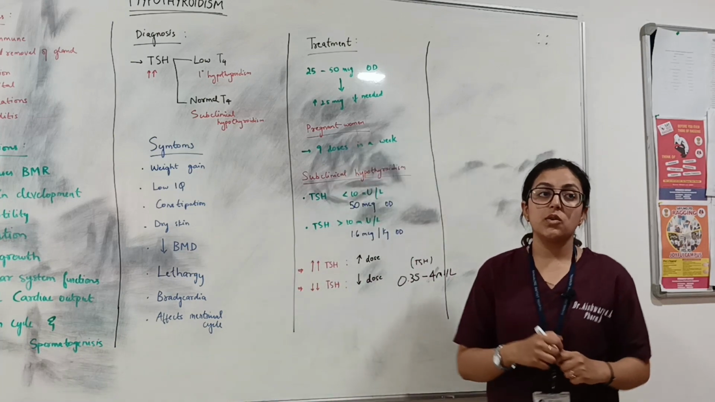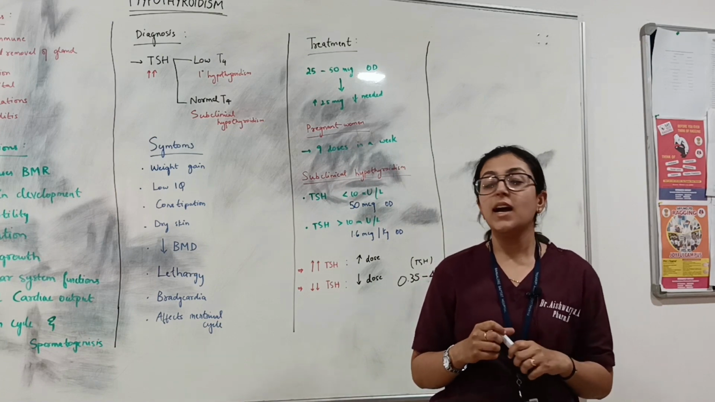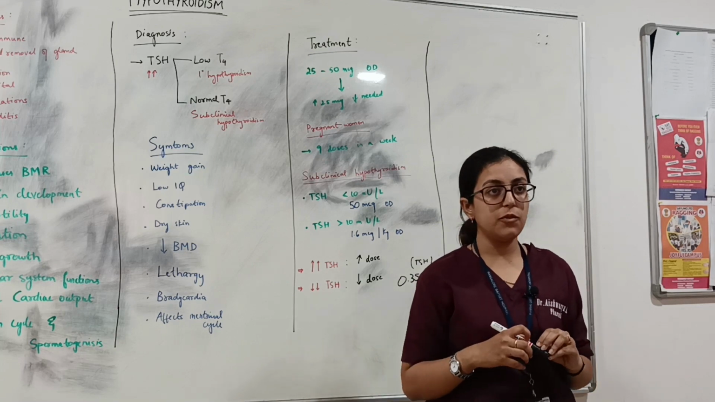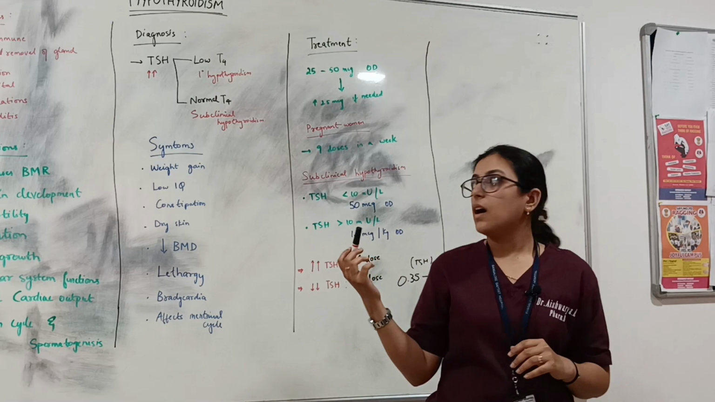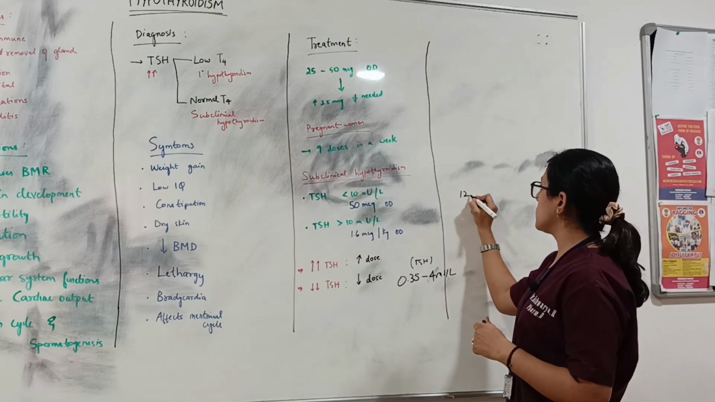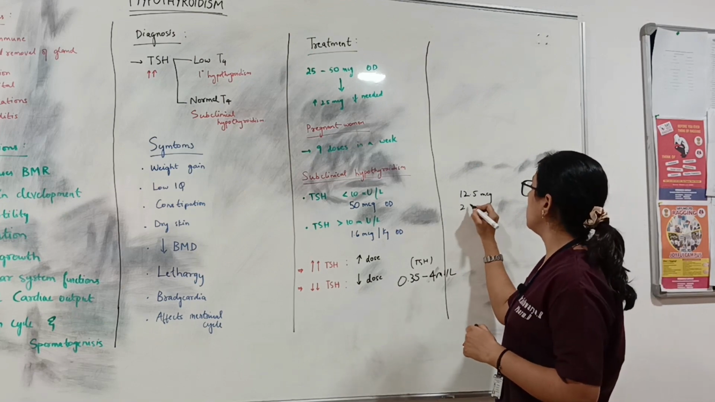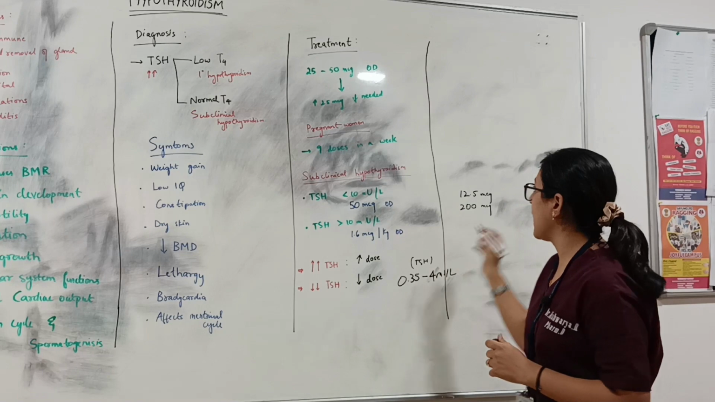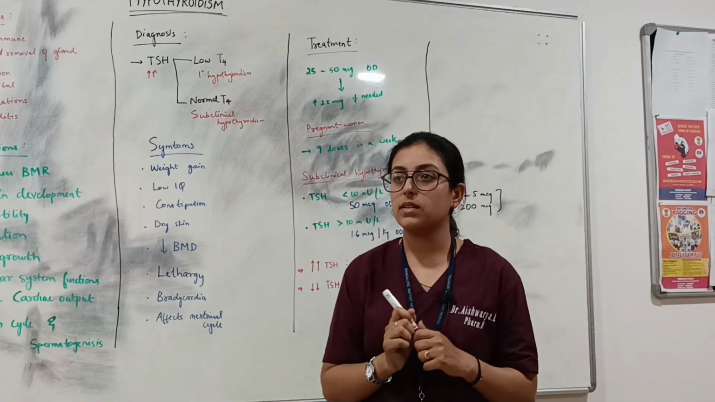Maximum tolerated dose is 200 mcg. In pediatrics, an oral syrup is also available, and it starts from 13 mcg. In adults, the starting dose is 12.5 mcg tablets, and it goes up to 200 mcg. This is the maximum dose available for the treatment. Anything else?